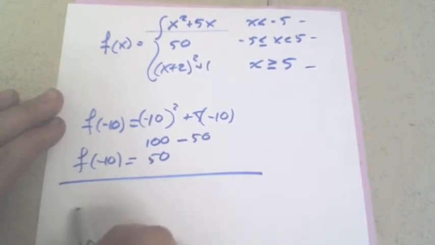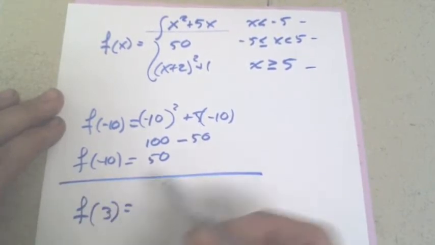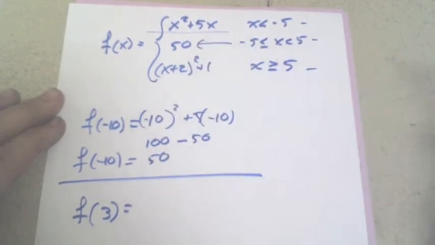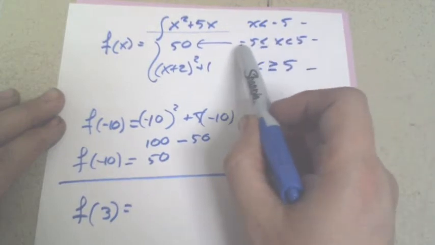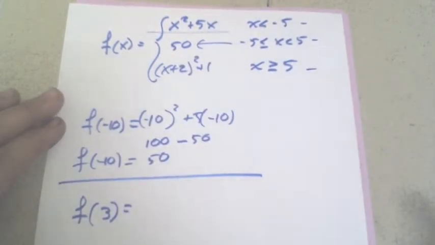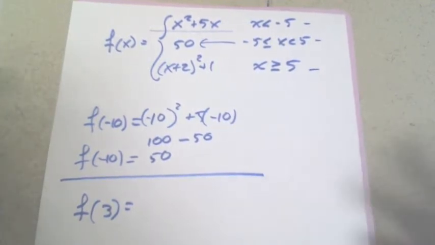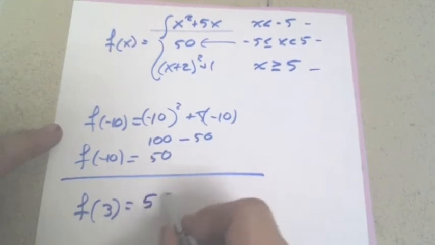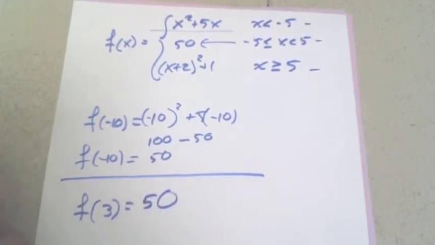You're then asked what f of 3 is. 3 is between -5 and 5, so we use this rule. This rule says when you're between -5 and 5, the function value is 50. Not 50 times x. There's no x involved. If you're between here, the function's going to output a 50. So the answer is also 50.